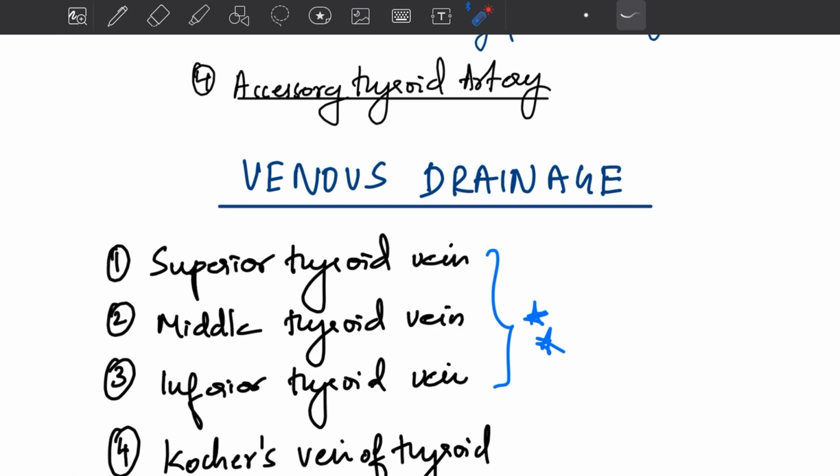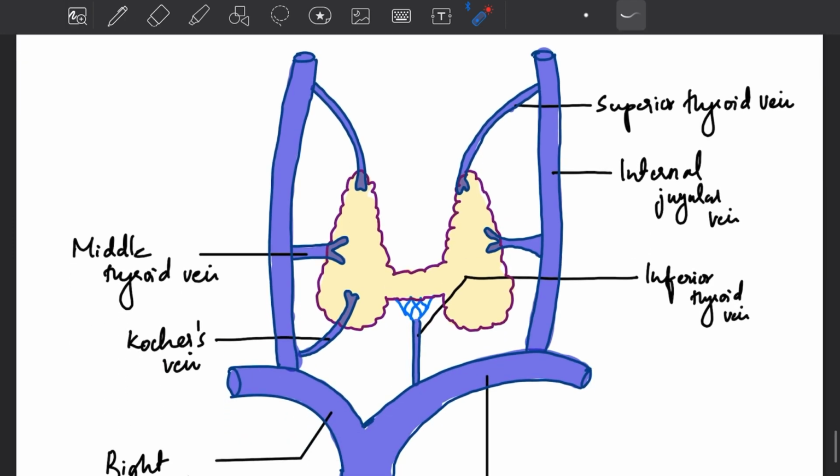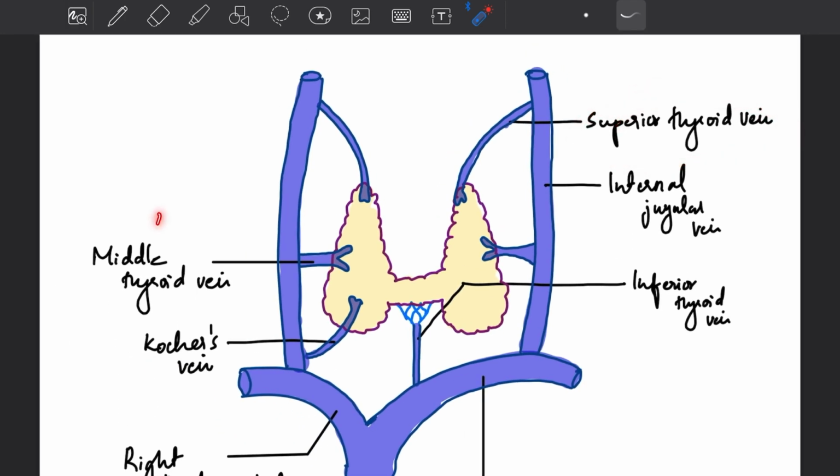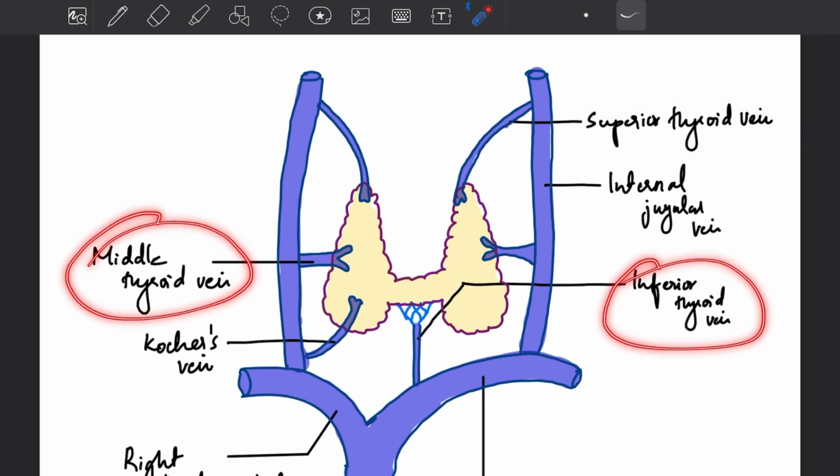About the arterial supply, we have got two major and two minor arteries. When we are talking about the venous drainage, we have got three major veins and one minor vein. The three major veins are superior thyroid vein, middle thyroid vein, and inferior thyroid vein.